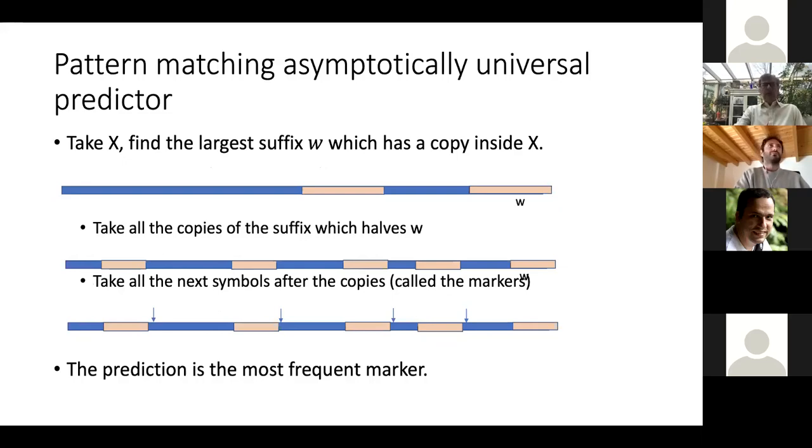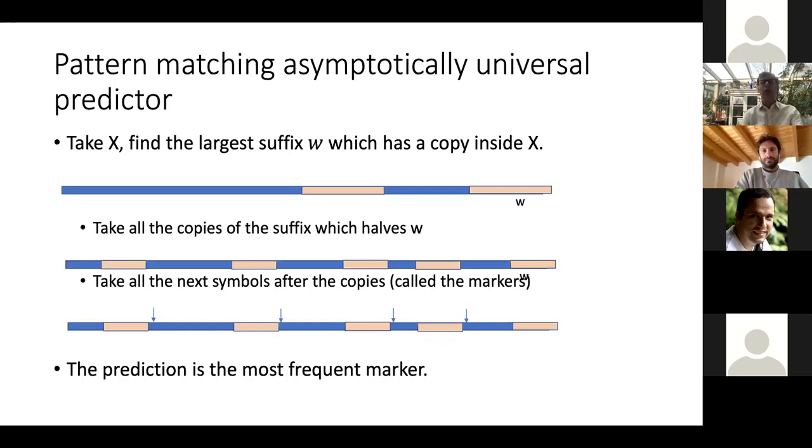Pattern matching gives the possibility to build an asymptotically universal predictor. The algorithm is simple. You take the text, and you look at the largest suffix W. A suffix is a factor which ends at the end of the text, so it is just a truncation of the beginning of the text. You take the largest suffix which has a copy inside X.